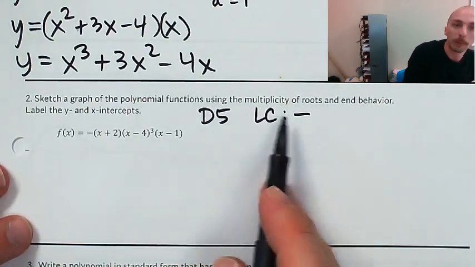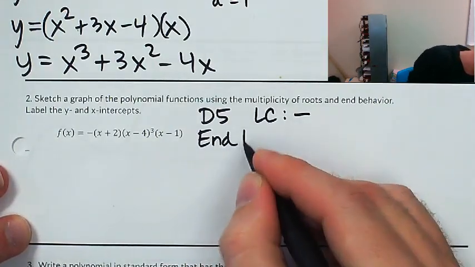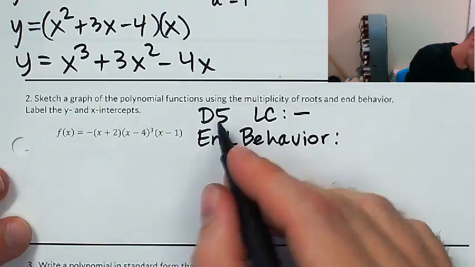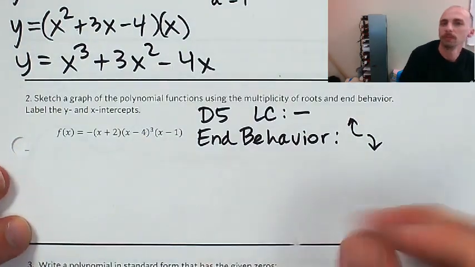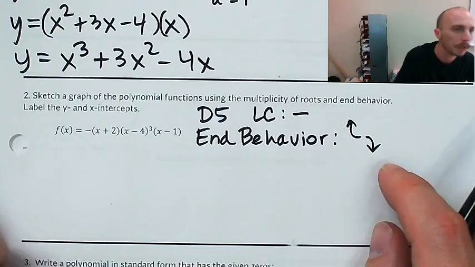Okay, so if I've got an odd degree with a negative leading coefficient, I know that the end behavior will look like this. Odd degree, negative leading coefficient, looks like negative x cubed. So at least on the edges, on the far left and the far right, it'll look like this.